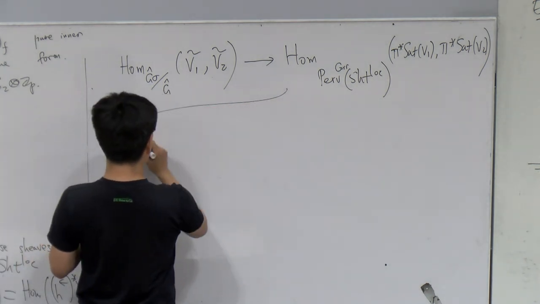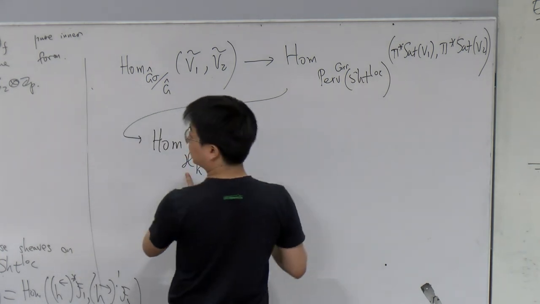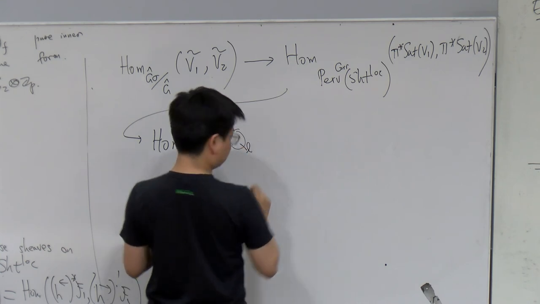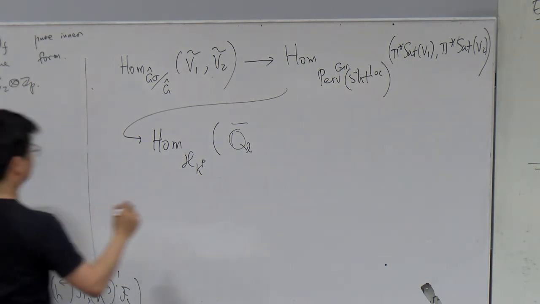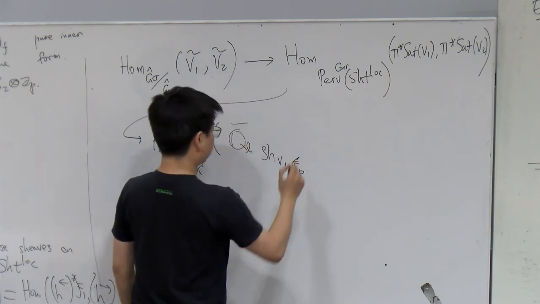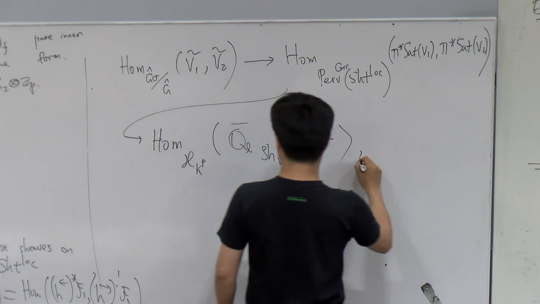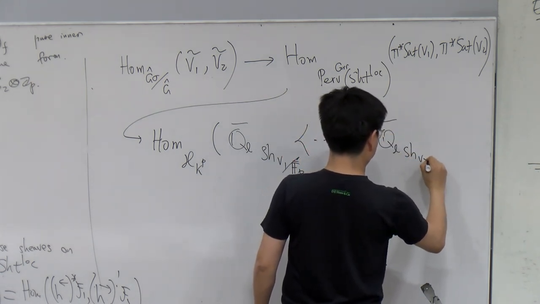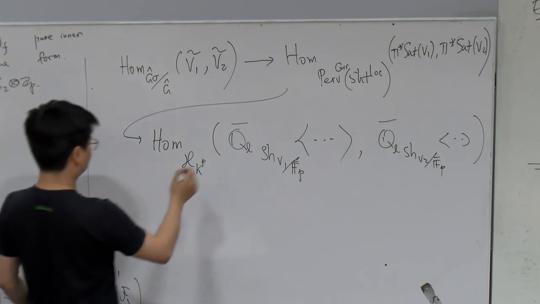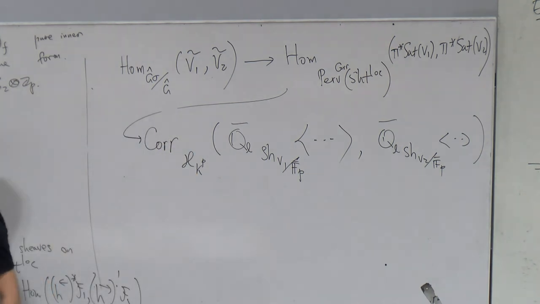So this would give us a homomorphism, which is equivariant with respect to the prime-to-p Hecke algebra, of the constant sheaf Q_l bar on the first one, up to shifts and Tate twists, because you start from perverse sheaves. And this is not quite a homomorphism, it's a correspondence, and the support of the correspondence will be here.